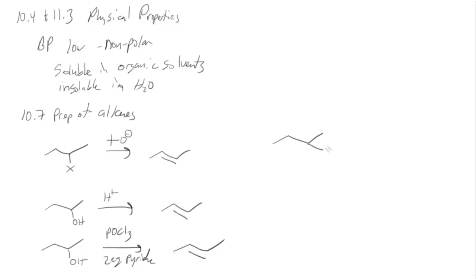And we saw that we can make alkynes from dihalides, but now we need a stronger base. Something like sodium amide. That can make an alkyne.